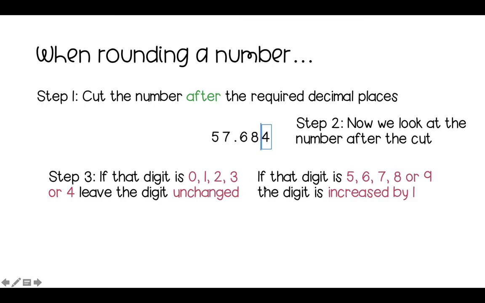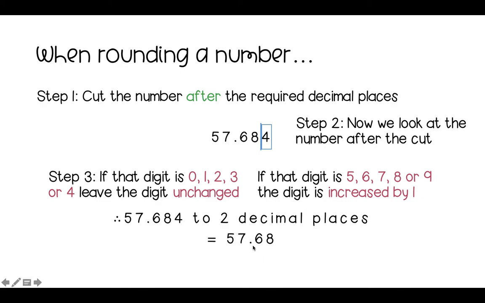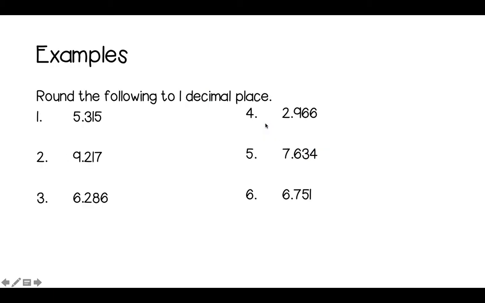But if that digit is, so if this 4 here is a 5, 6, 7, 8, or 9, we increase this number before the cut by 1. So this would become a 9. Okay, so 57.684 to 2 decimal places is then rounded to 57.68 because we're leaving the 8 as it is because there's a 4 after it. Let's do some examples.